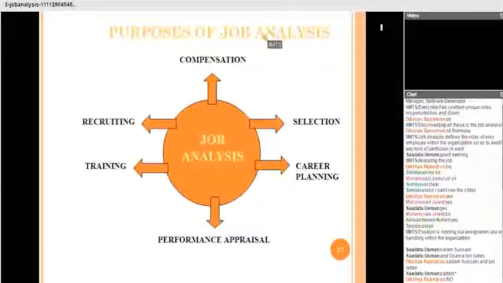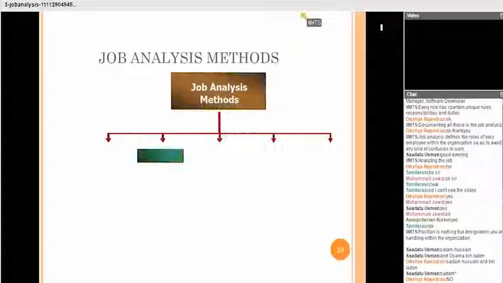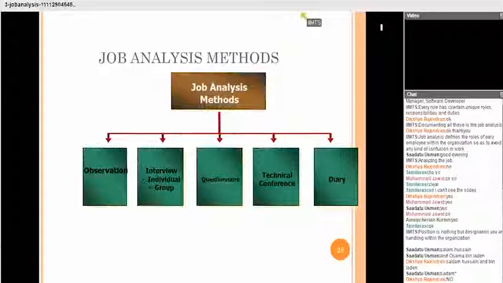Okay. Now moving ahead, purpose of job analysis. So what are the purposes of job analysis? Selection, career planning, compensation, recruiting, training, and performance appraisal. So these are all the purposes of the job analysis. Now what are the job analysis methods? Observation, interview, that means interviewing the individual or group interview, questionnaire, technical conference, and diary. These are the job analysis methods.